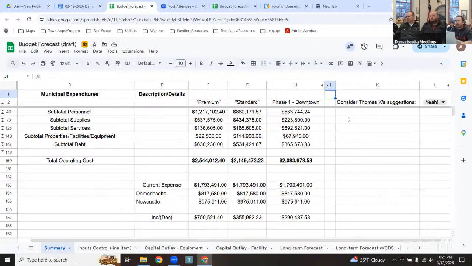So Damascus has a police department, Newcastle does not. If we had a police department, that would likely drive up our mill rate as well. So as we pursue added sources of revenue, which comes from the tax base, it's not like a corporation where you can just keep on charging more and more. I mean, you can, but the tax base only has so much to be called upon to contribute.